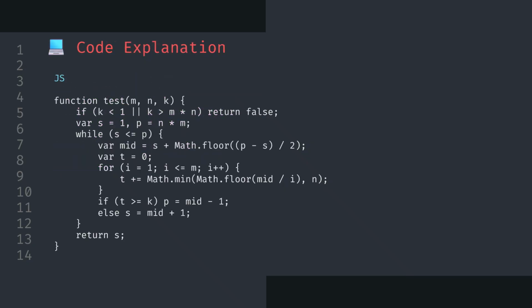We first validate that k is within range. Then, we perform a binary search on possible values from 1 to m times n. For each midpoint, we count how many numbers in the table are less than or equal to the mid. If the count is greater than or equal to k, we move the search left. Otherwise, we move right. Finally, the lower bound s gives the kth smallest number.